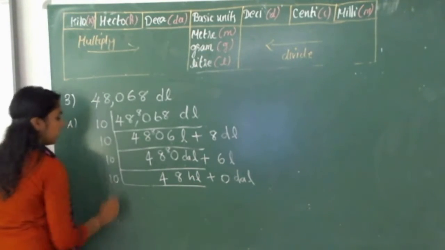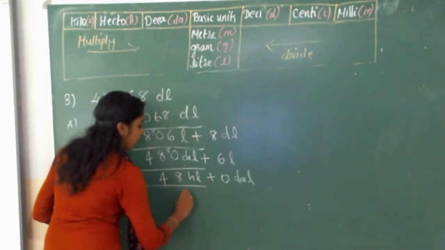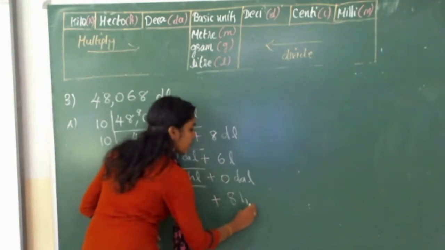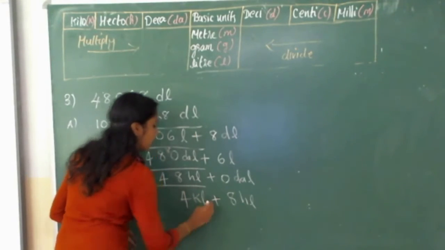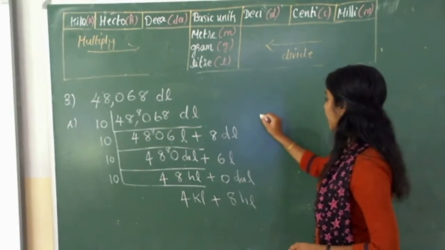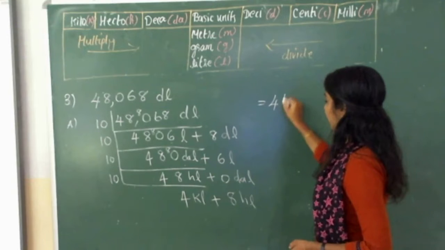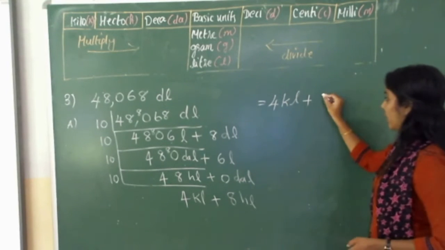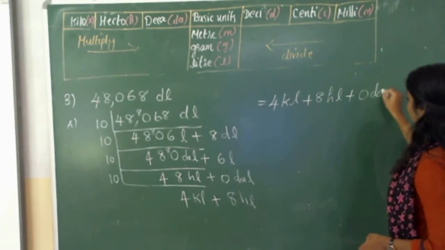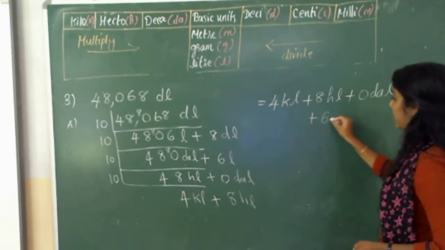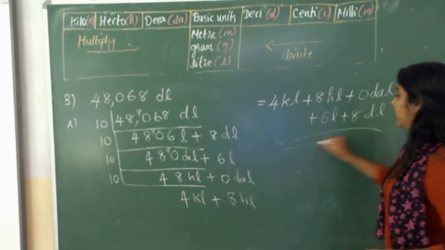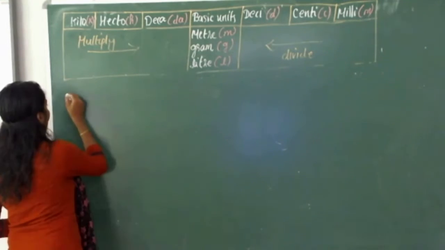Again 10. 10 4s are 40. 8 hectoliter, here 4 kiloliter. So what's the answer? 4 kiloliter plus 8 hectoliter plus 0 decaliter plus 6 liter plus 8 deciliter. This is the answer. Fourth one.